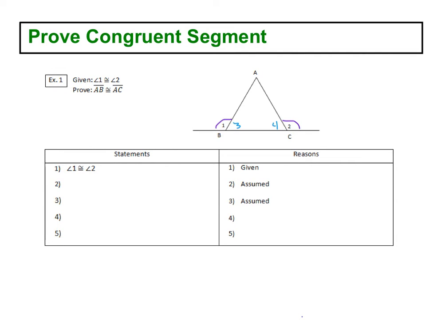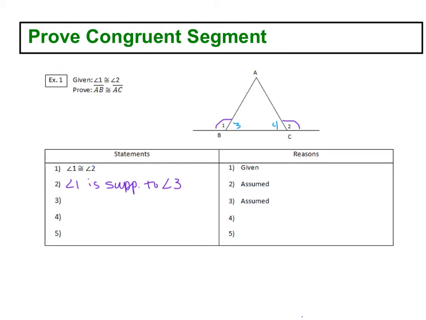Because we've got this straight line right here, and this angle coming off of it, we know that angle 1 and angle 3 are going to be supplementary angles. So that's going to be our first statement. Angle 1 is supplementary to angle 3. And that is just something that we can assume. That's an assumed thing. If you've got a straight line, then these two angles are supplementary.